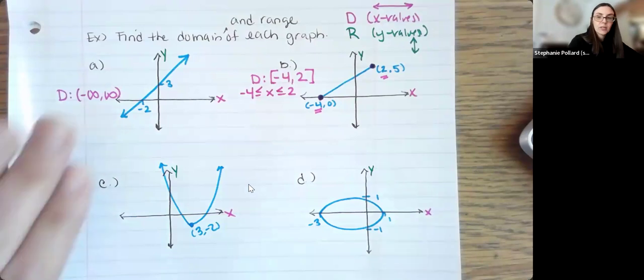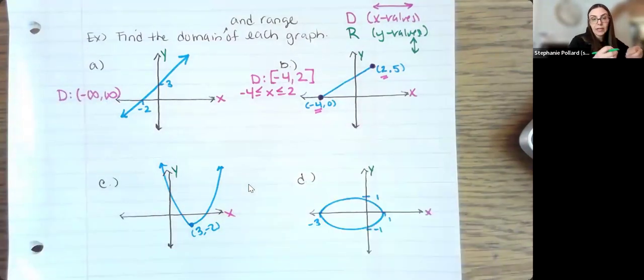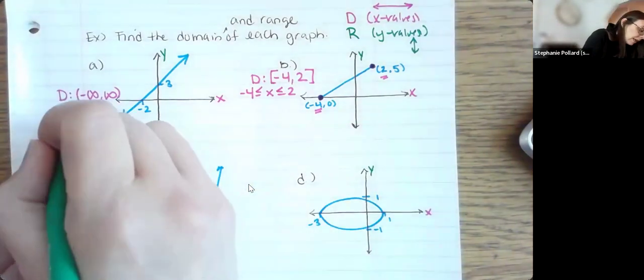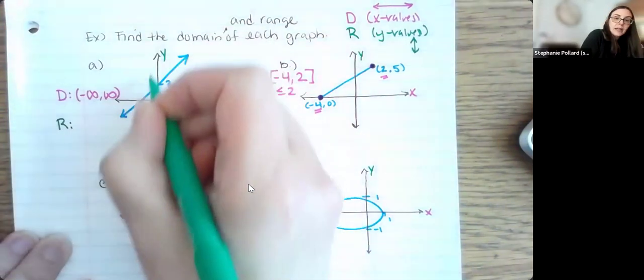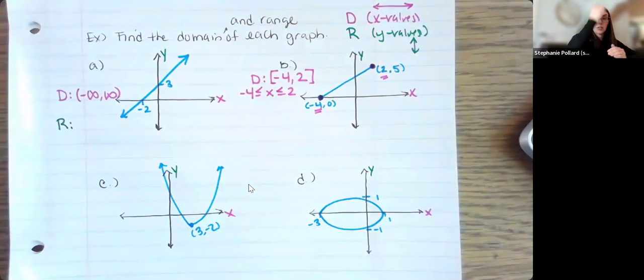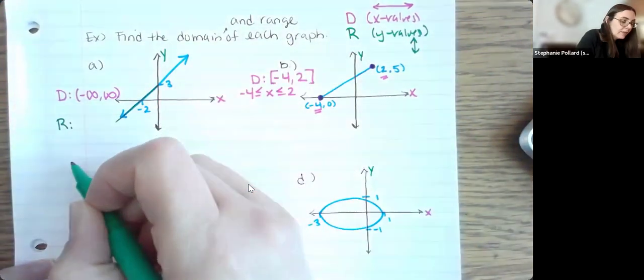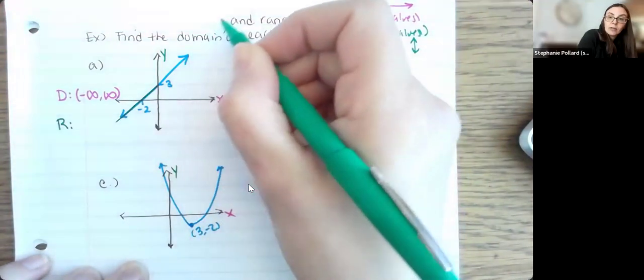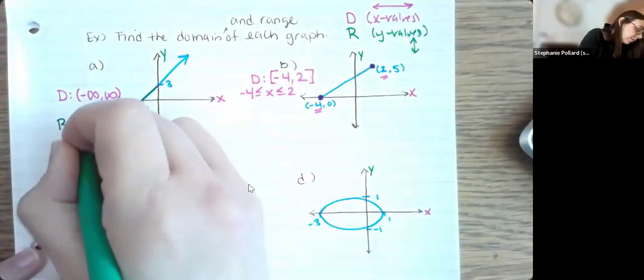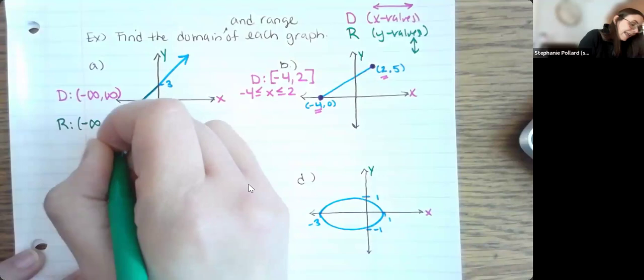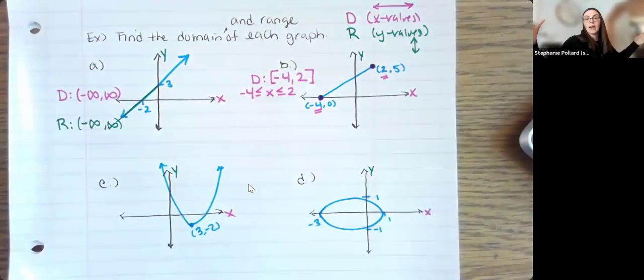All right, let's go back to A for a second, and we'll do A and B together and do the range. So for your range, again, you're just thinking about up and down. So don't think left to right anymore. It's just y values, just up and down. So if I follow this graph, I see that it would keep going down forever. If I go the other direction, it keeps going up forever. So this first example has both domain and range of negative infinity to infinity. It's going to go through all values at some point.